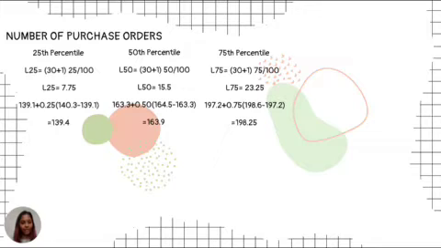So next, to calculate for the number of purchase orders, for the 25th percentile, L25 equals 7.75. And in the final calculation, we will get the answer 139.4. For the 50th percentile, L50 equals 15.5. For Q2, we will get 163.9. For the 75th percentile, L75 equals 23.25, and for the final answer for Q3, we will get 198.25.